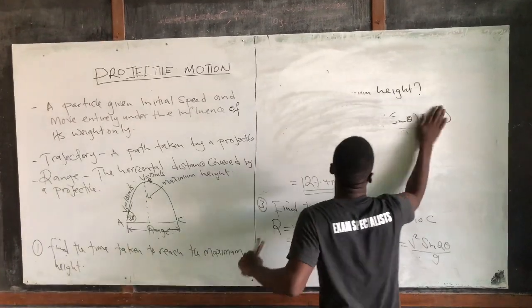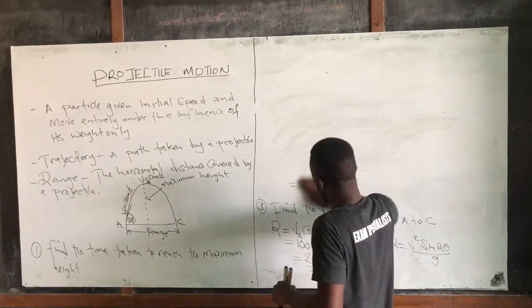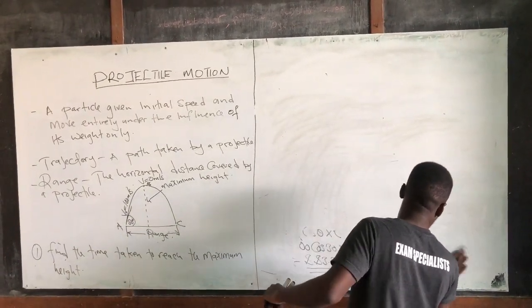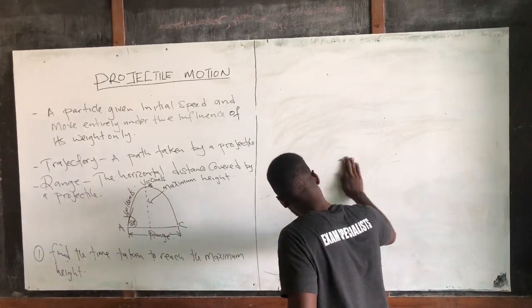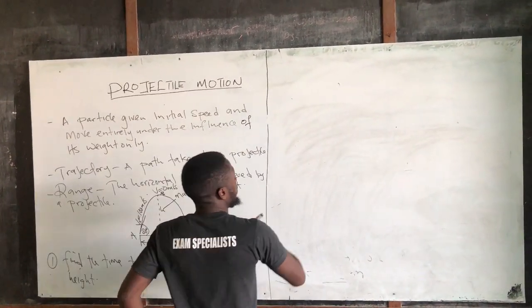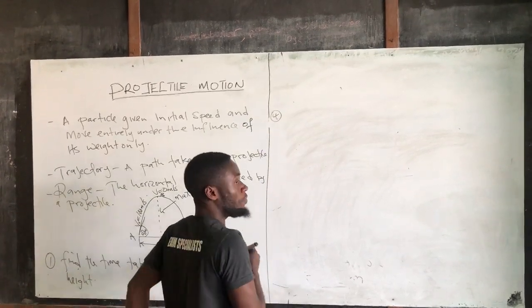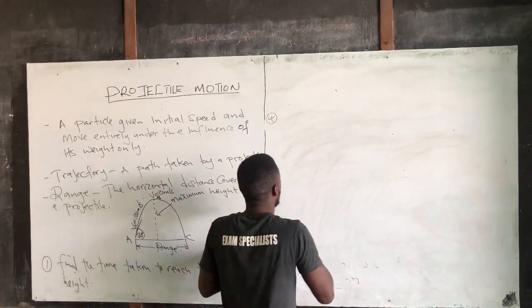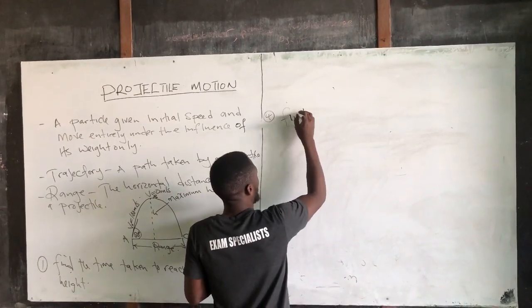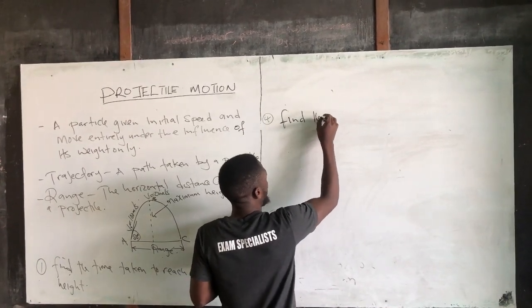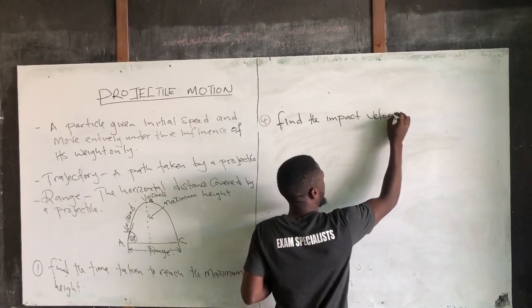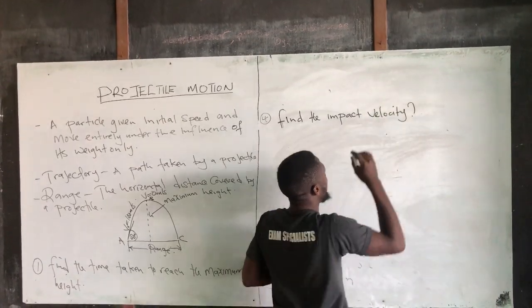Okay. So find the impact velocity. How do we find it? So question 4. Question 4 is what? Find the impact velocity.